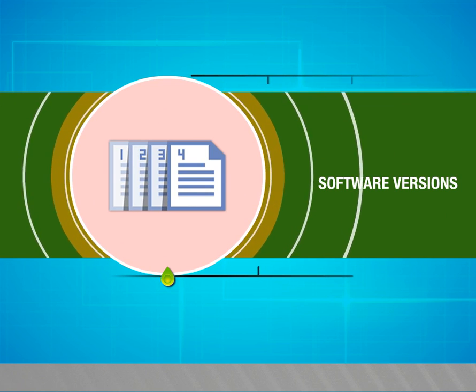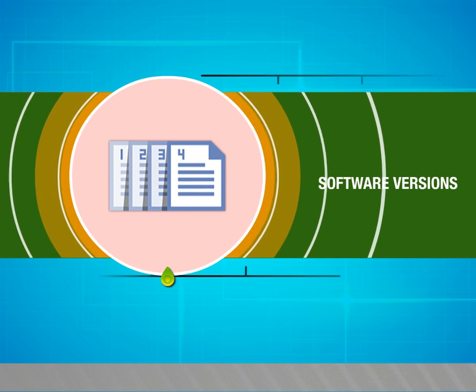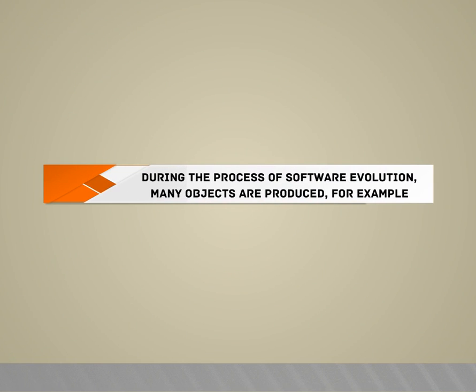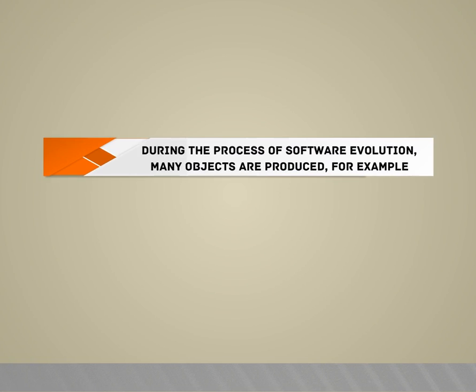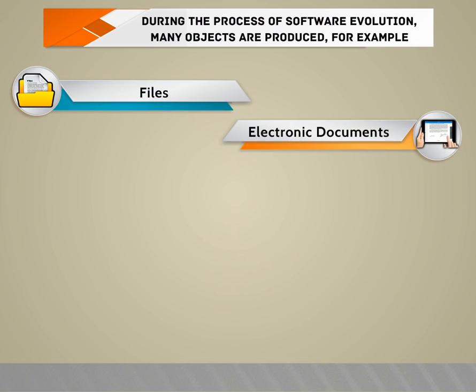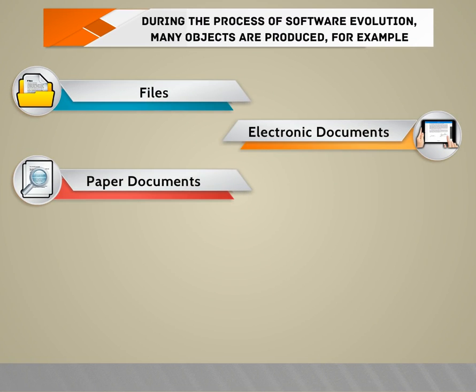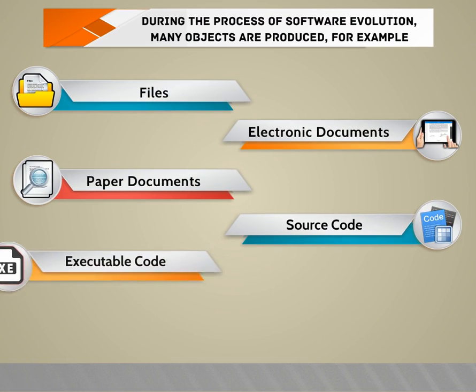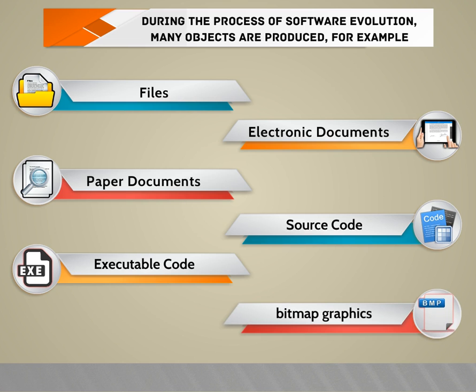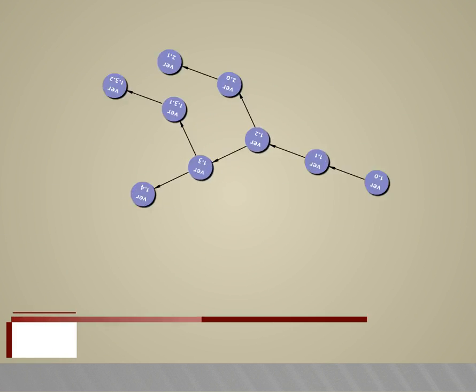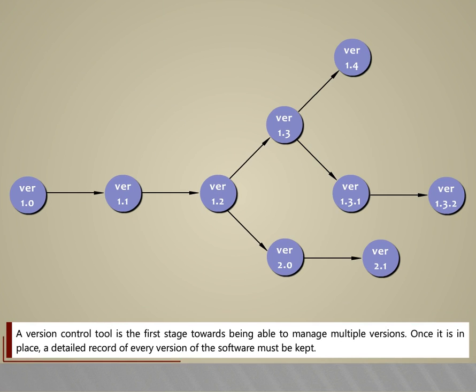Software versions. In this video, we are going to see about software versions. During the process of software evolution, many objects are produced, for example, files, electronic documents, paper documents, source code, executable code, and bitmap graphics. A version control tool is the first stage towards being able to manage multiple versions. Once it is in place, a detailed record of every version of the software must be kept.